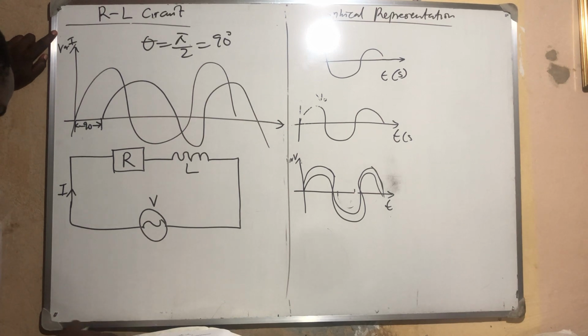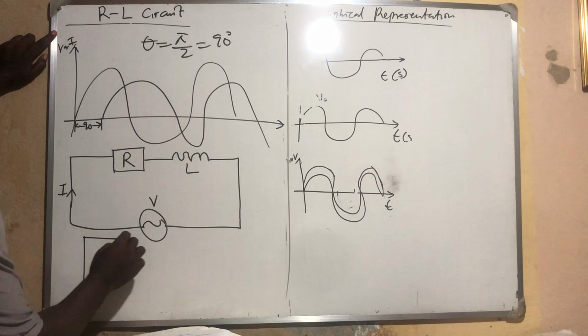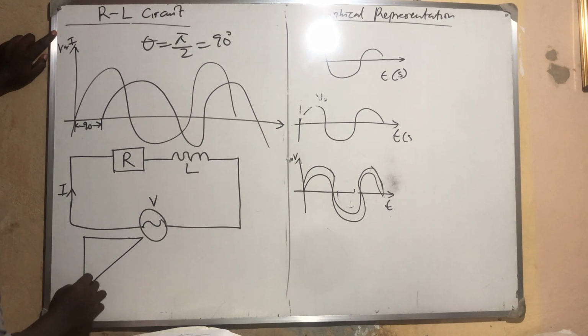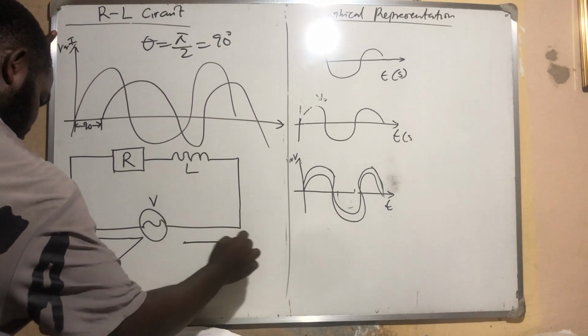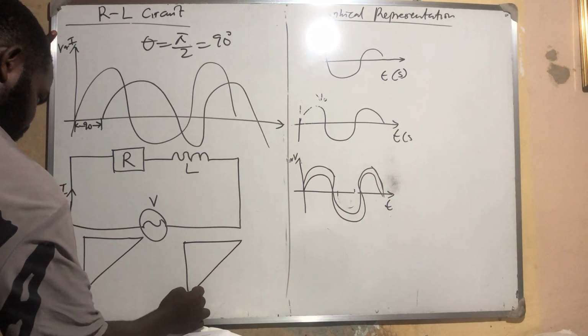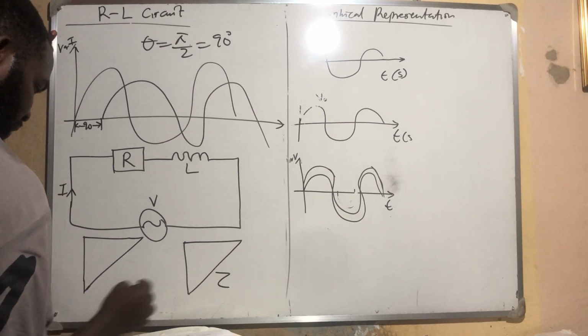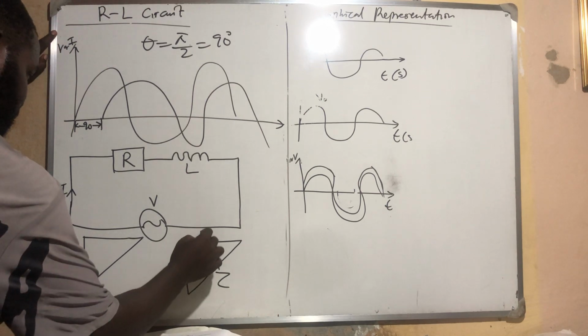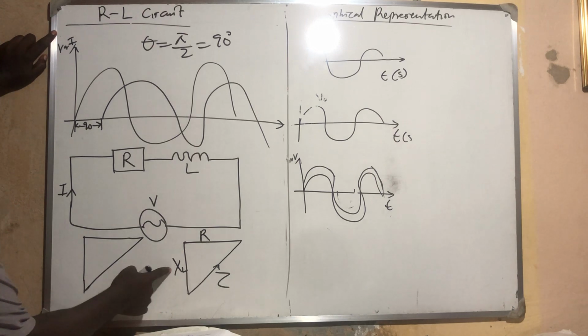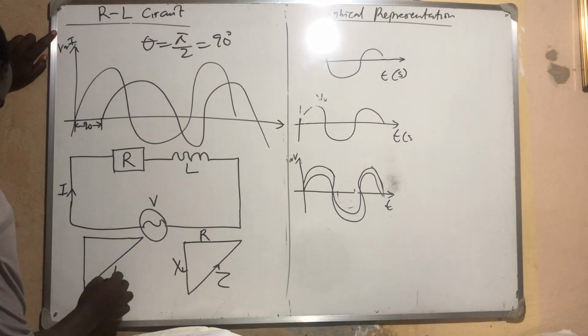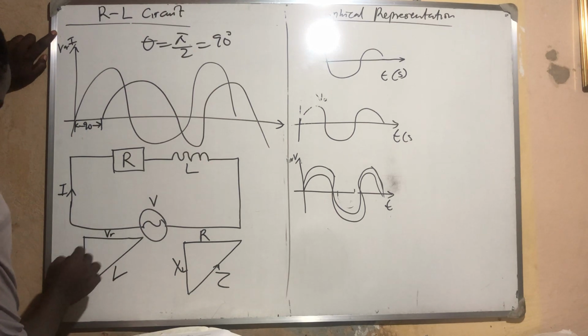They are being represented this way. We have this for the voltage. Then this one is for the resistor. So this is my impedance, the resultant resistor. Please, the impedance is always the resultant resistor or resistance. All right, that is the impedance. This is the resistance of the inductor, and then I have my voltages here, my VR, and then my VL.